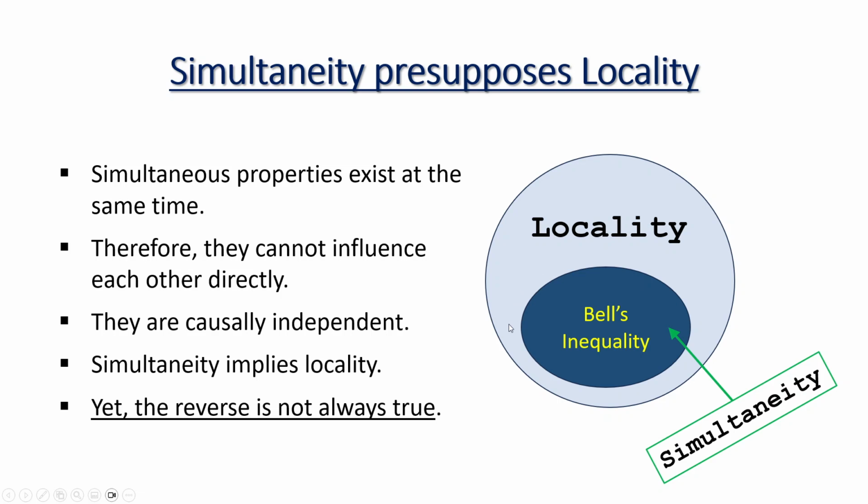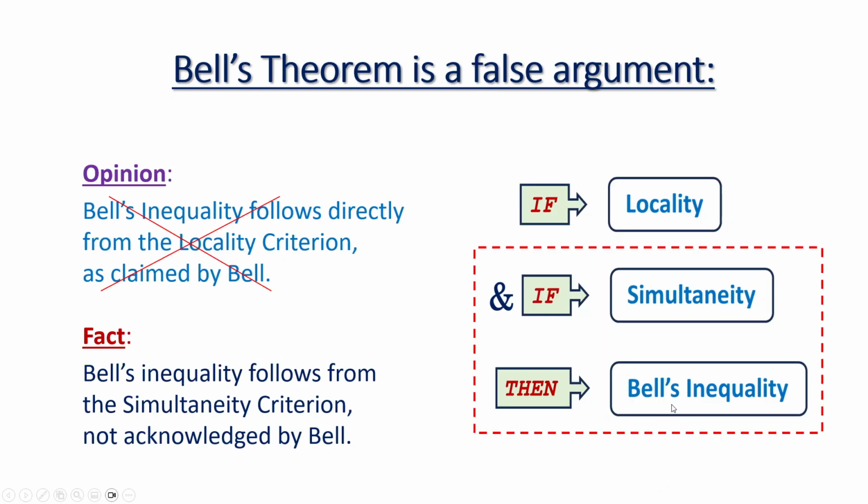Simultaneity is a small circle inside the bigger circle that represents locality. Accordingly, Bell's inequality applies in the smaller circle and only in this smaller circle. Obviously, it cannot be used to falsify the totality of local phenomena. To sum up, Bell's inequality does not follow from the locality criterion. It follows from the simultaneity criterion, which was not acknowledged by Bell. Yet, the stated claim of Bell's theorem is that his inequality follows from the locality criterion. This is why Bell's theorem is false.